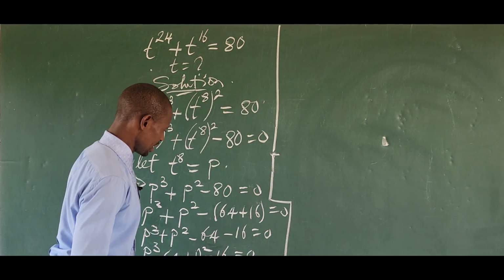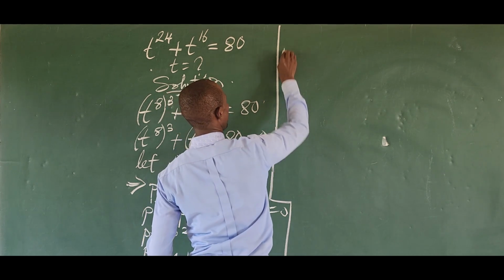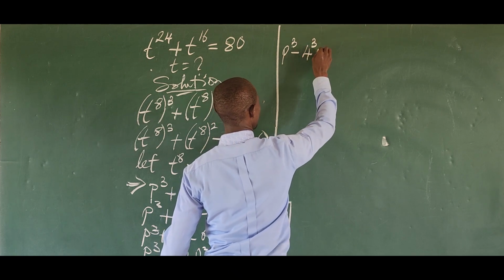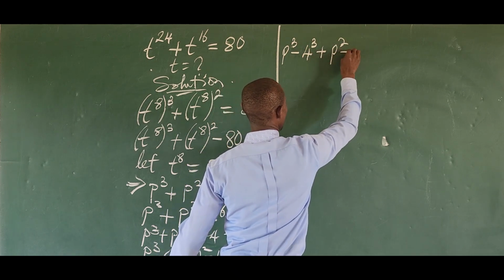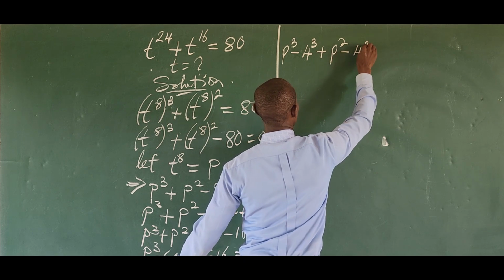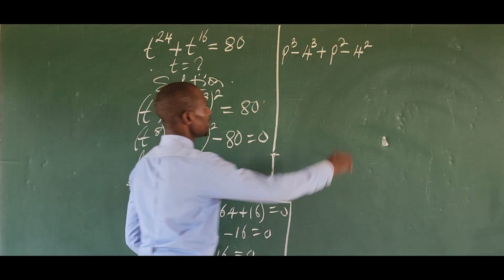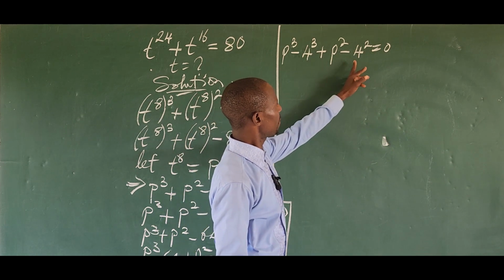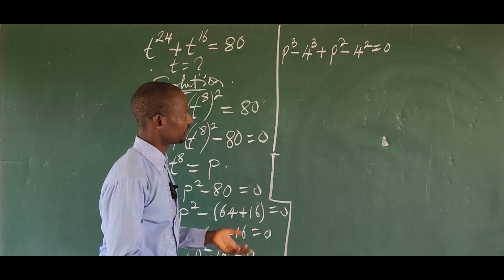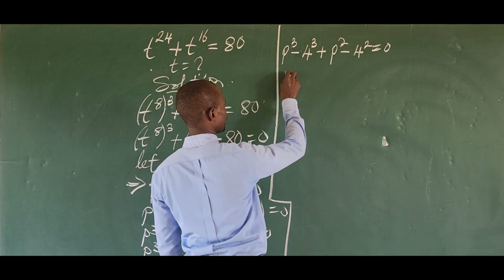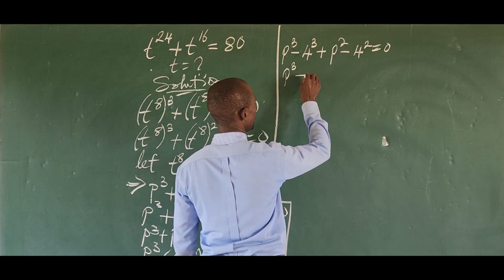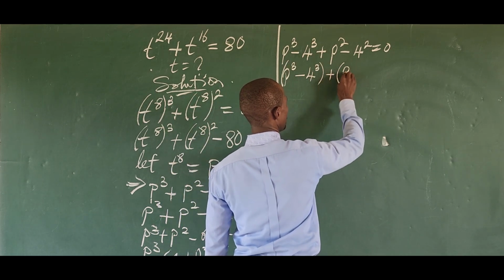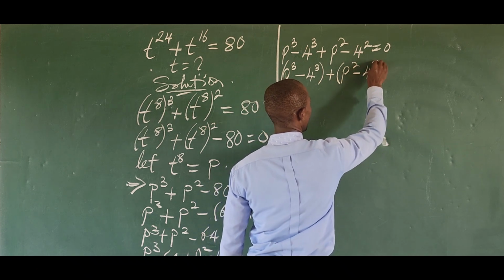Rewriting this in terms of the base numbers, we have p to the power of 3 minus 4 to the power of 3, plus p to the power of 2 minus 4 to the power of 2, equal to 0. So we can put this in a bracket, and this in a bracket. If we take this as p to the power of 3 minus 4 to the power of 3, we separate it from the bracket p to the power of 2 minus 4 to the power of 2.